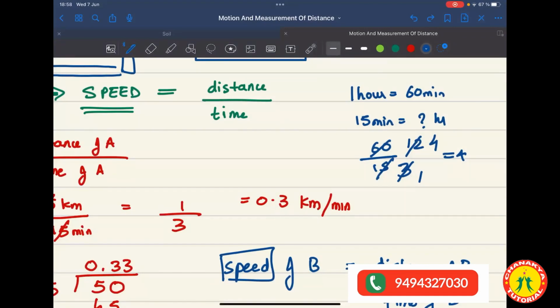Guys, 1 minute, my network is glitching. Just wait for 1 minute. Is my screen visible to all of you? Am I audible to you? Ma'am, your screen is not visible. It's not visible. 1 minute.